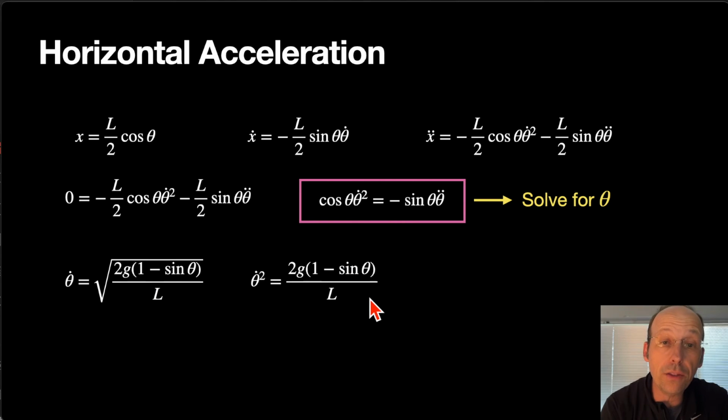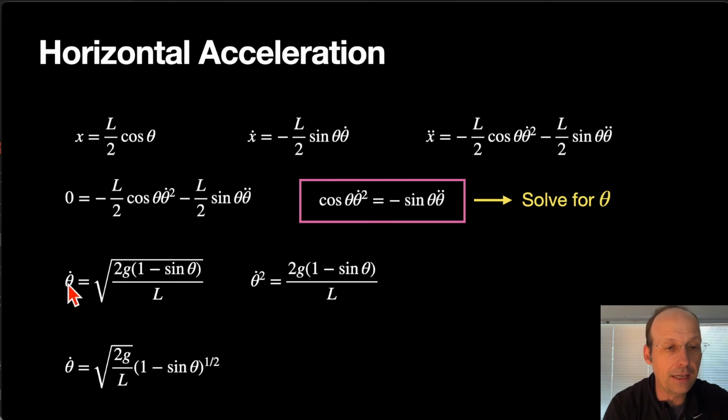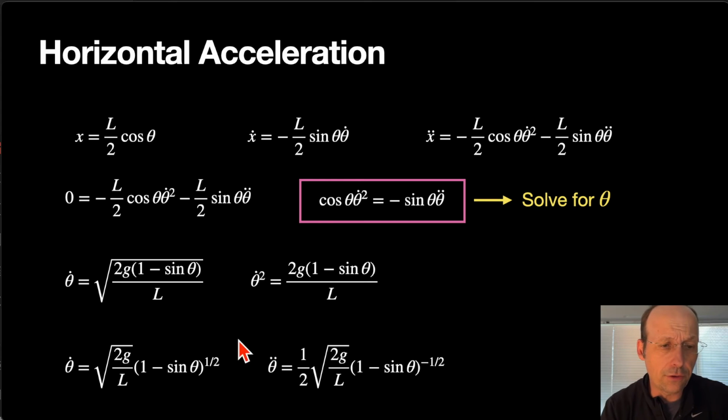But what about theta double dot? Well, I'm going to have to take this and take the derivative. So here's my theta dot. I'm going to take all this 2gL and write it as a constant. And then I have 1 minus sine theta to the 1/2 power. Nobody wants to think of square roots, right? You always think of it in terms of the power rule. So I can write that whole thing to the 1/2 power. Now I can take the derivative of that. And so the 1/2 comes down in front, and then I reduce the power by 1.